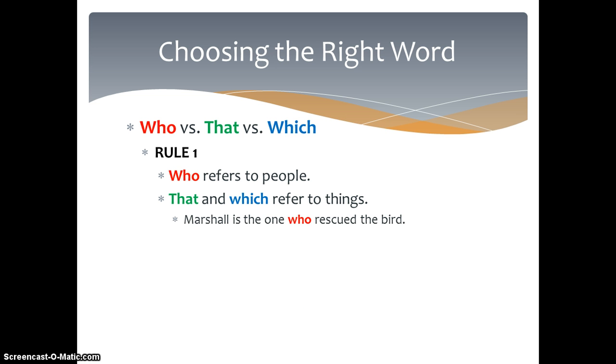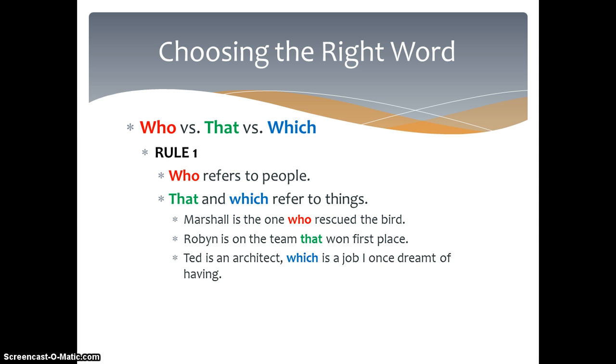Marshall is the one who rescued the bird. That who refers to Marshall. Marshall is a person. Robin is on the team that won first place. That refers to the team. Team is a thing. Lastly, Ted is an architect, which is a job I once dreamt of having. Right?